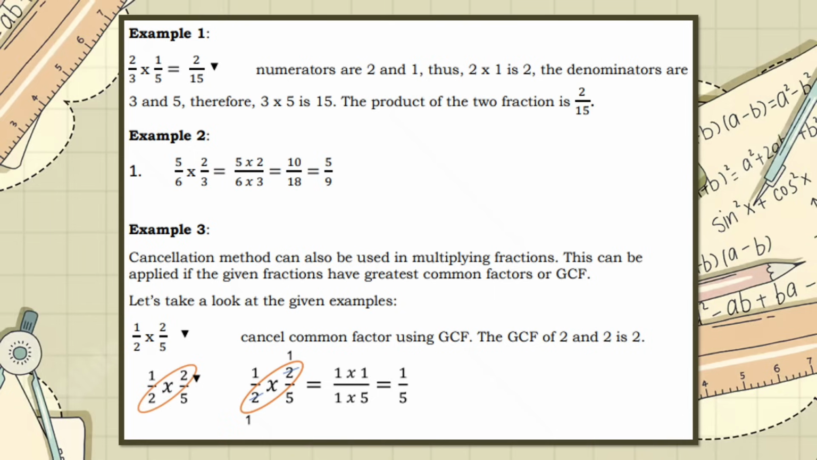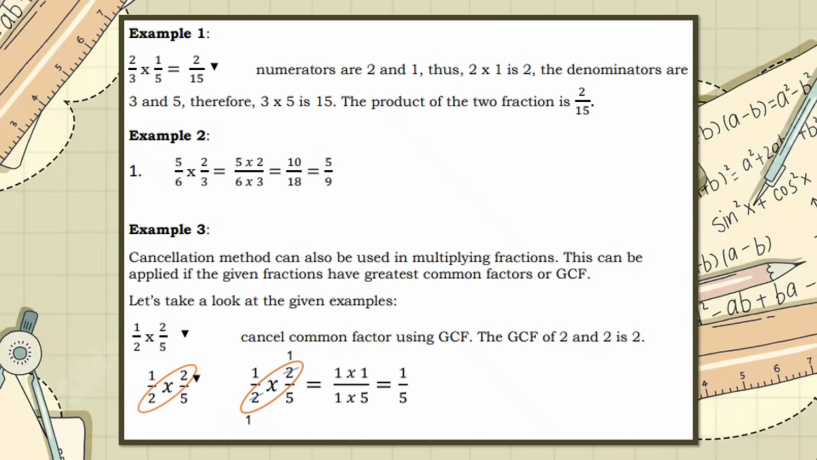10 divided by 2 is 5, and then 10 divided by 2 is 9. So the final answer is 5 over 9. For example 3, the cancellation method can also be used in multiplying fractions. This can be applied if the given fractions have a greatest common factor, or GCF. So now let's take a look at the given examples.